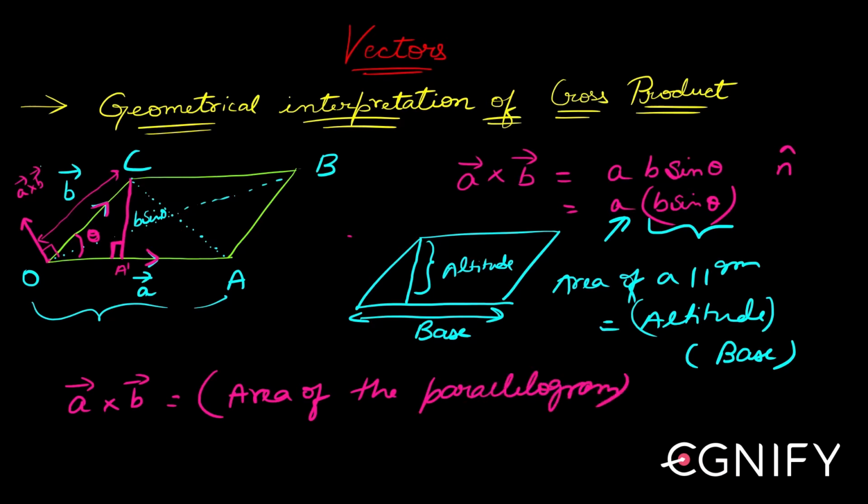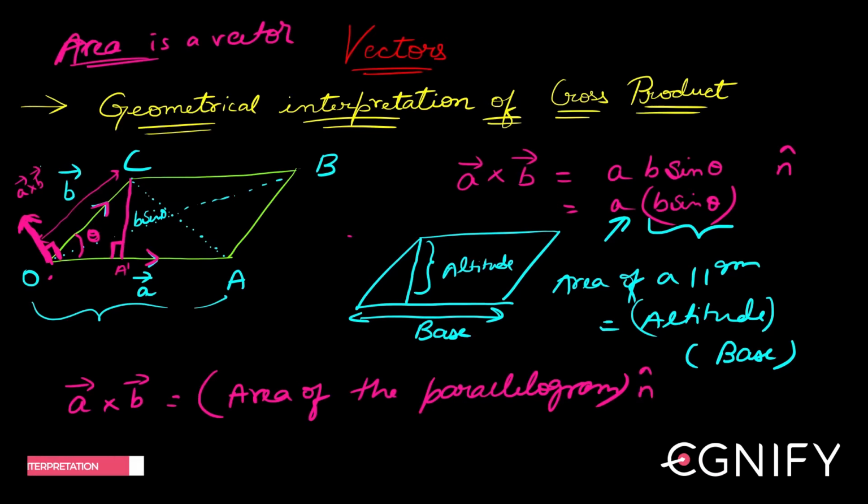And it's not just giving me the magnitude, it is giving me the vector area, right? Remember, area is a vector. And what is the direction of this vector? It's perpendicular to the surface. So OABC is your surface, and this vector that you see is perpendicular to that surface. So the area vector is actually pointing in this direction, and the magnitude of this vector is basically AB sine theta, which is the area of your parallelogram. So this is area of parallelogram times n cap.